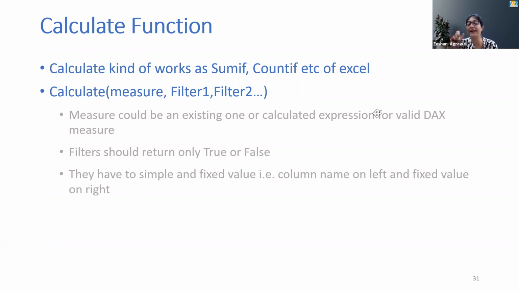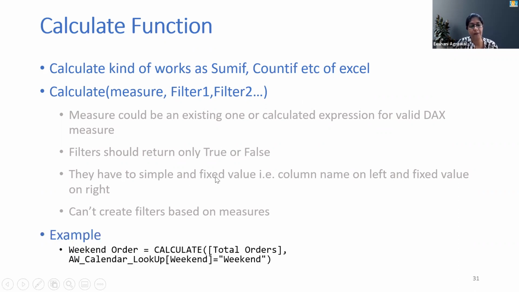It cannot have a calculation. It cannot be the day of the week is equal to start of month function and something. So you can't use functions and you can't use calculations. It has to be very simple, left hand side and right hand side, which you're using in calculate. And you can't create a filter based on measures. So I cannot have measures, I can't have formulas, functions, because of the same reasons. And that's why it says you have to use simple and fixed values for it.